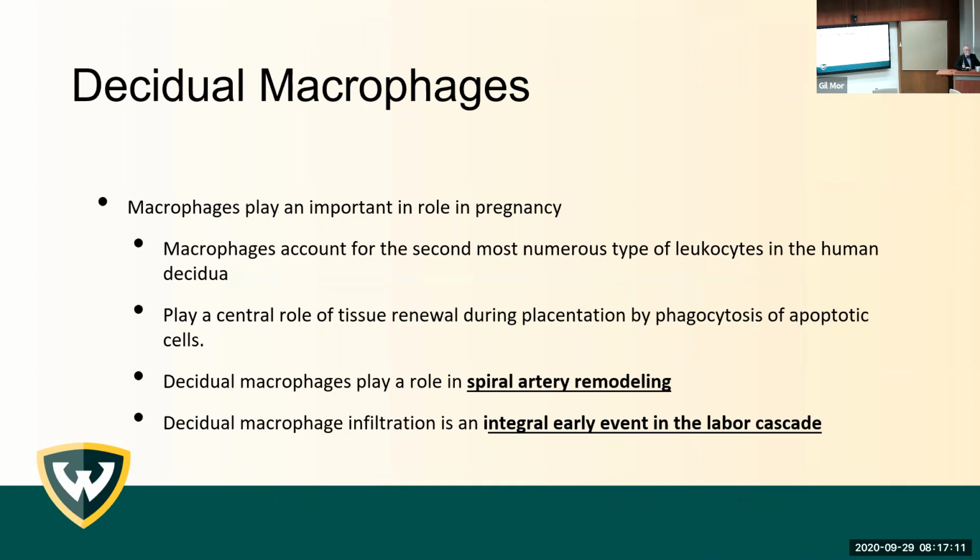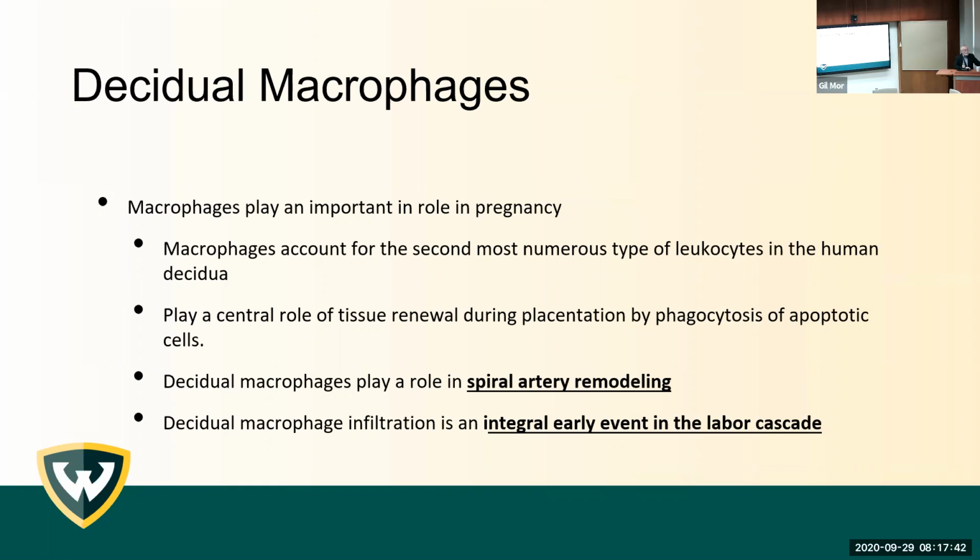As we mentioned, macrophages are present in the deciduum, and they are around 20 to 27% of the immune cells present in the deciduum. They are extremely important during pregnancy. They are important in tissue renewal during placentation and the phagocytosis of apoptotic cells. They're extremely important in spiral artery remodeling. I'll show you a picture about that.